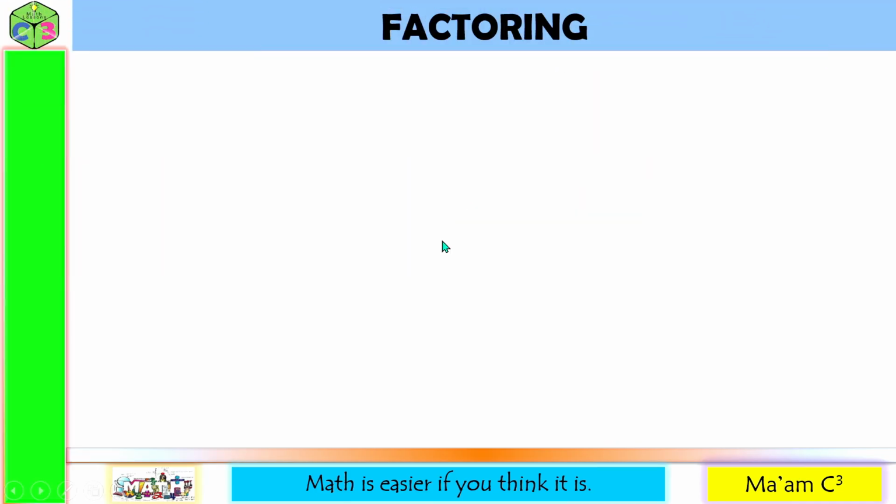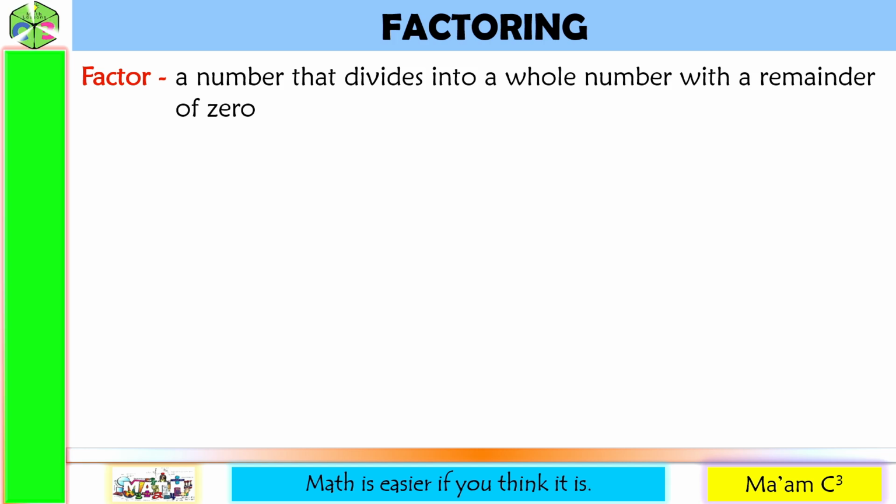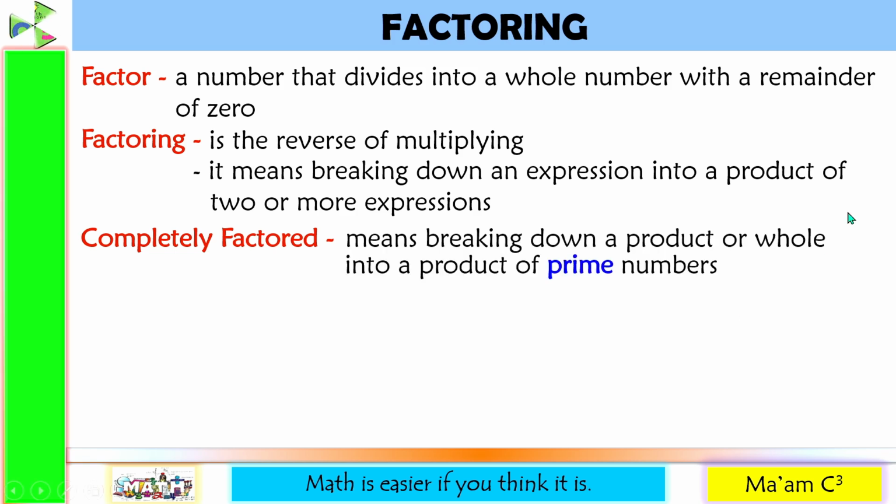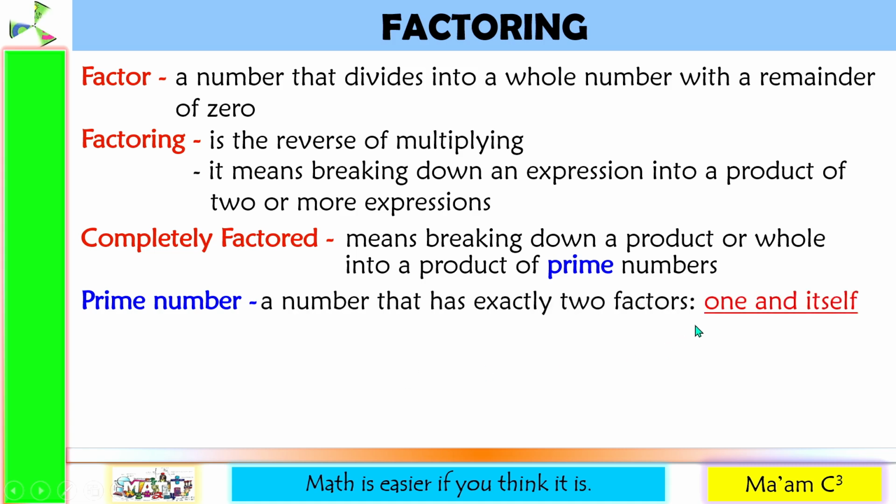Let us define a few terms first. A factor is a number that divides into a whole number with a remainder of 0. And factoring is the process of doing that. It is the reverse of multiplying. It means breaking down an expression into a product of two or more expressions. When we say completely factored, it means breaking down a product or whole into a product of prime numbers. Do you still remember the definition of prime number? A prime number means a number that has exactly two factors, 1 and itself.